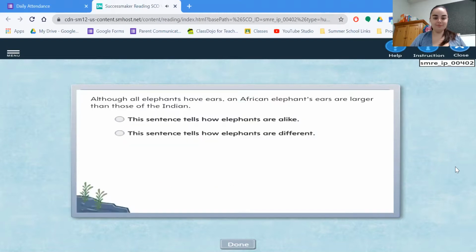Read each sentence, then choose the answer that tells whether the sentence is comparing or contrasting ideas. Although all elephants have ears, an African elephant's ears are larger than those of the Indian. Again, drawing on those comparison words: although all of them have ears, an African elephant's ears are larger than those of the Indian one. So those are different, because it says although this one does this, that one does that. So they are different. They are contrasting.